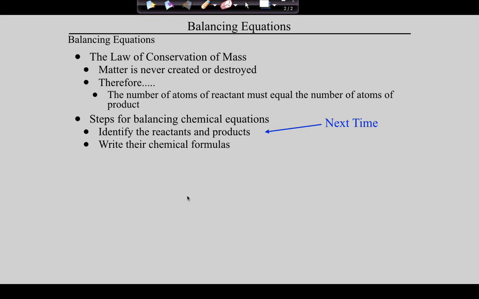Step number 2, write the chemical formulas for the reactants and products. This we're going to do in about 15 minutes. So guys, to do this, you balance the charges, but you don't try to balance the equation. And that'll make more sense when we do this, but we're not going to do this for a few minutes.